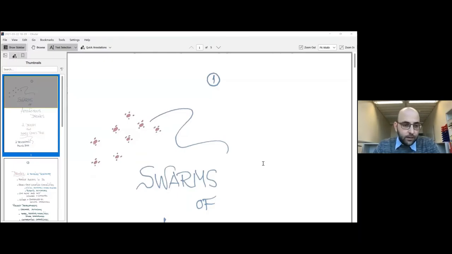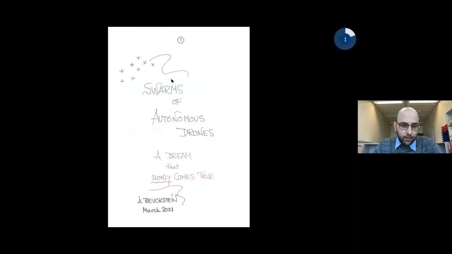Okay, thank you, Roni, very much. So now we move to the next speaker, actually two speakers. It will be given by Professor Alfred Bruckstein and his student David Dovrat, and the title of their presentation is Designing Swarms of Autonomous Drones. So the floor is open.